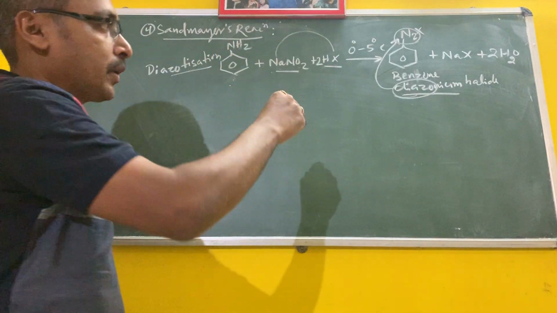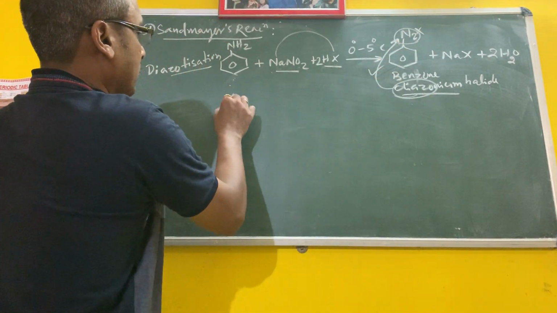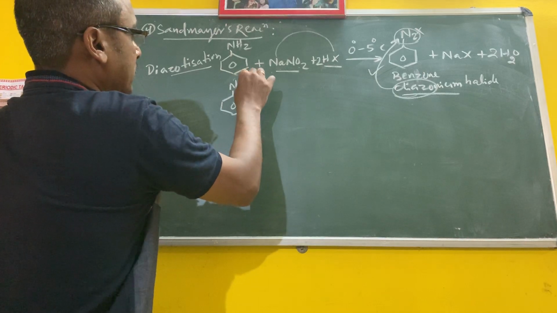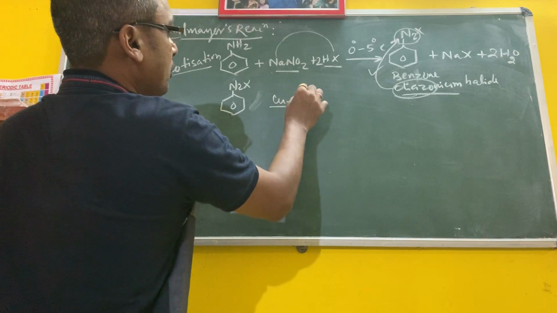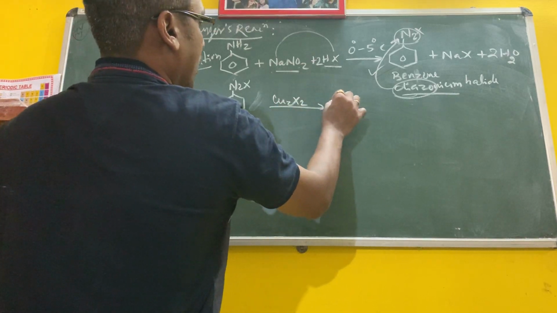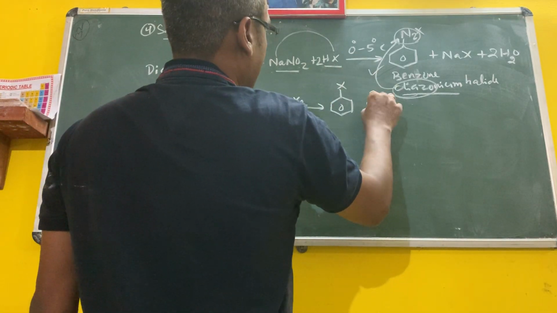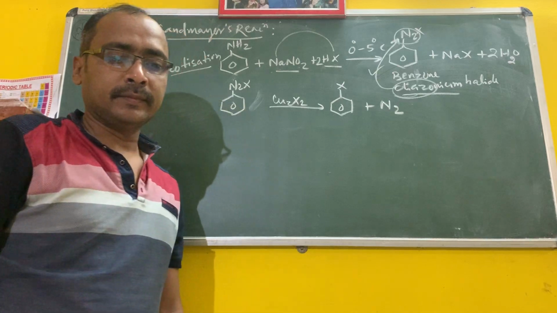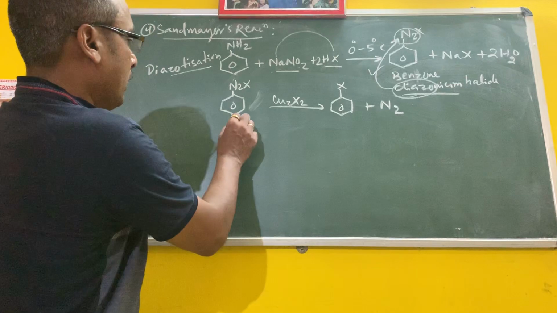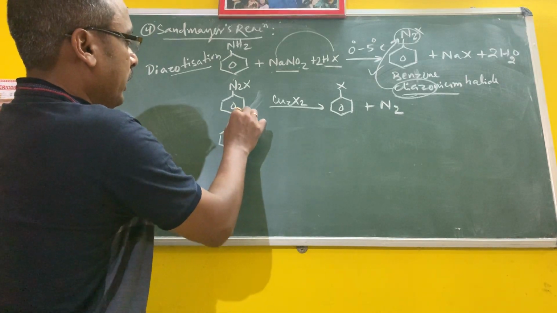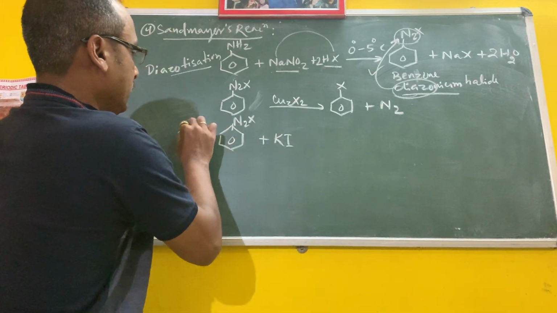Then the next part. After formation of benzene diazonium halide, N2X plus in presence of Cu2X2, it will form chlorobenzene or bromobenzene plus N2. This is for chlorine and bromine. If you want to prepare iodobenzene, then you take N2X plus KI, potassium iodide. This is important.